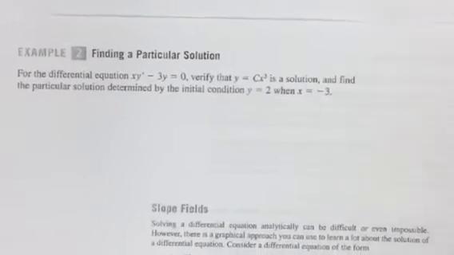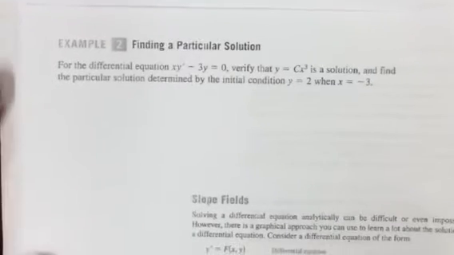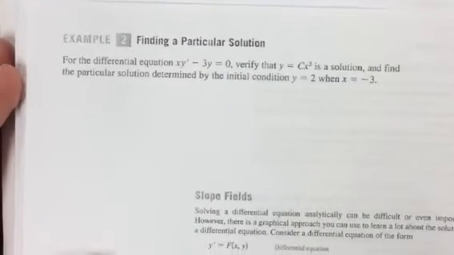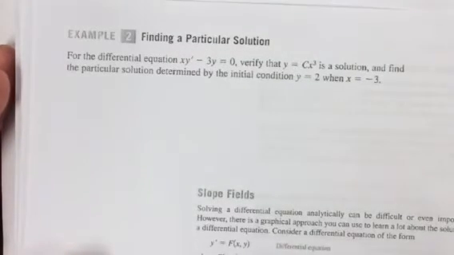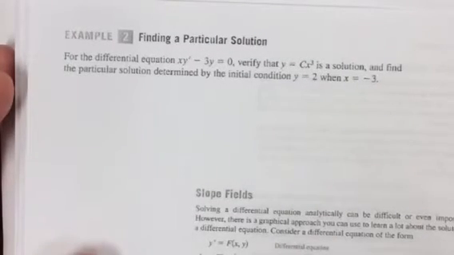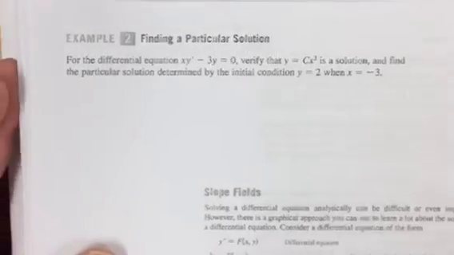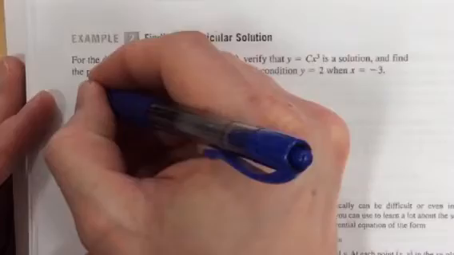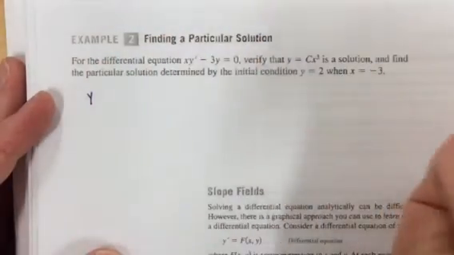Let's go on to example 2. This one says to verify that c times x cubed is a solution to the differential equation x y prime, take away 3y, is equal to 0, and then find the particular solution if you've got the initial condition y is 2 when x is negative 3. The first thing we want to do, since it's got y prime in it, is figure out what y prime is.